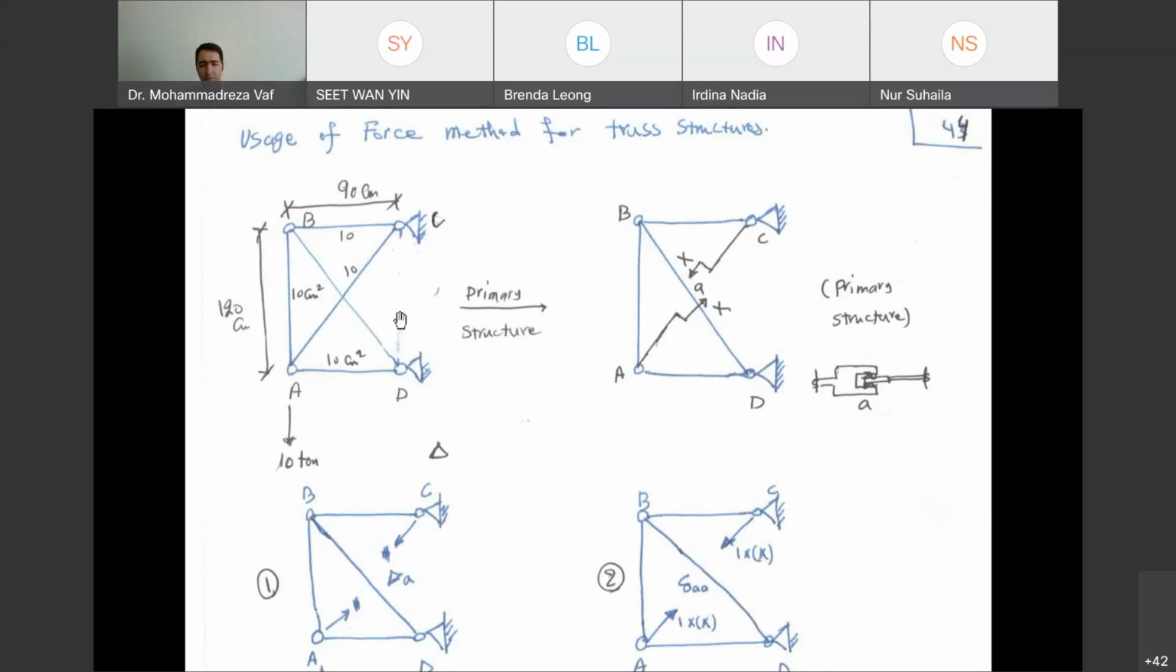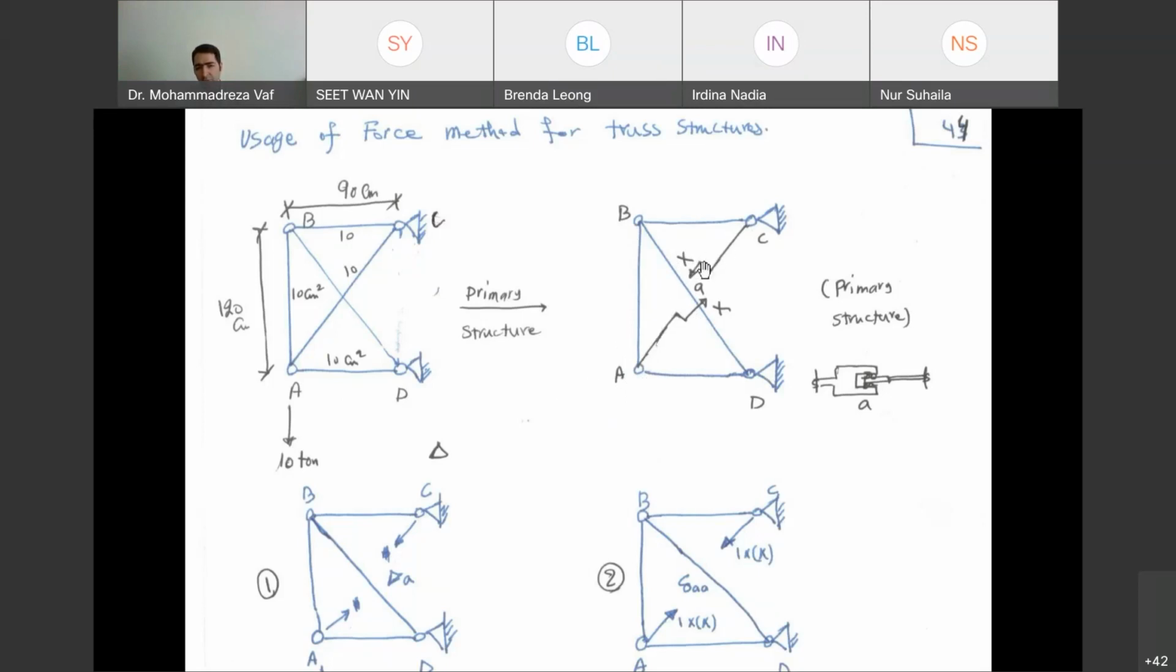In order to do that, similar to what we did for the support reaction, we are going to remove the internal force in this element and represent it by a force like X. If we calculate how much this X is, our structure basically becomes determinate because we know X. So we can calculate AD, and we can calculate AB by writing sigma of y equals 0 and sigma of x equals 0.